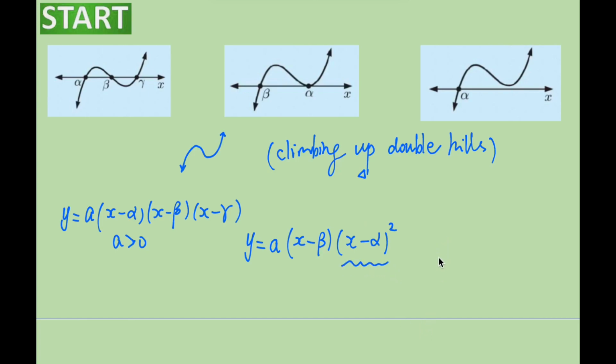x minus alpha. For the third graph, it has only one x-intercept, and then in this case the function will be in this form. We will have the term x minus alpha, and then the second term we will have ax squared plus bx plus c, and then here a is still positive, and the discriminant of the quadratic factor will be less than 0.